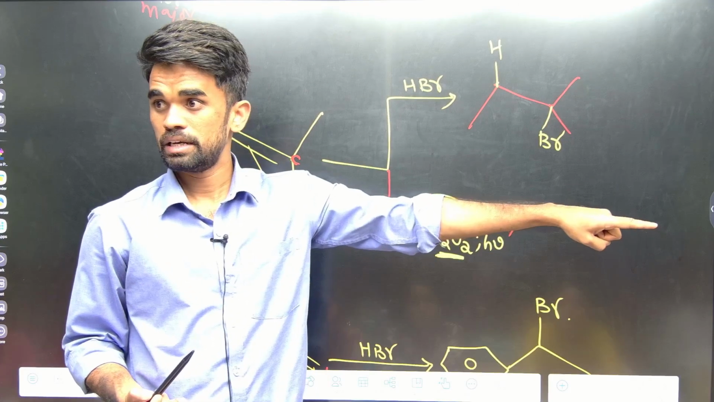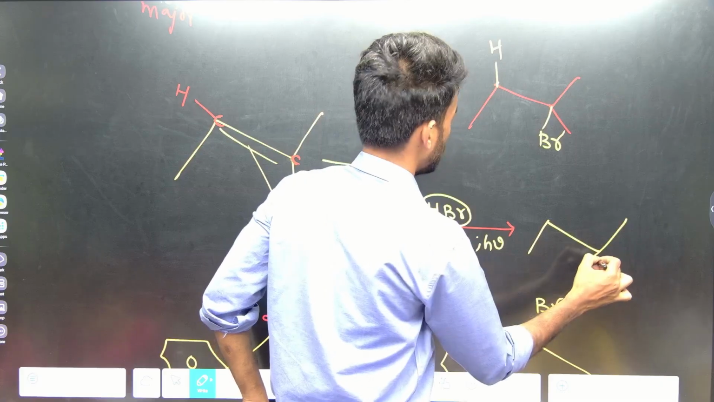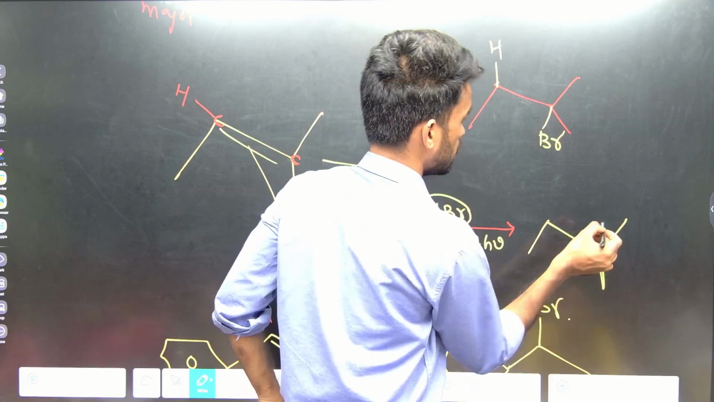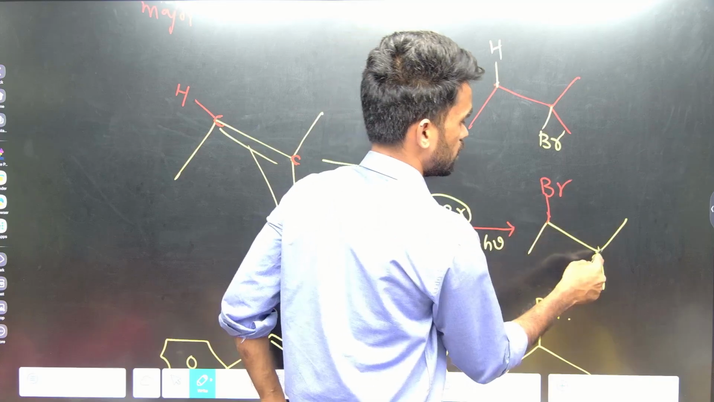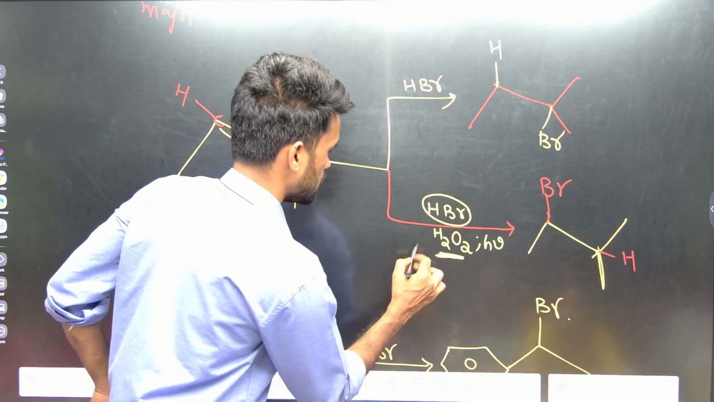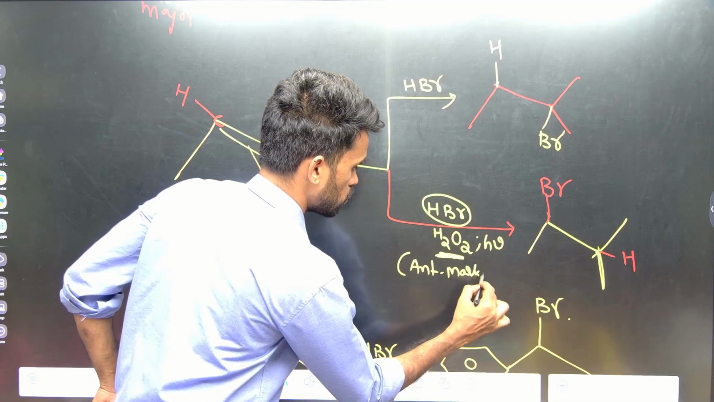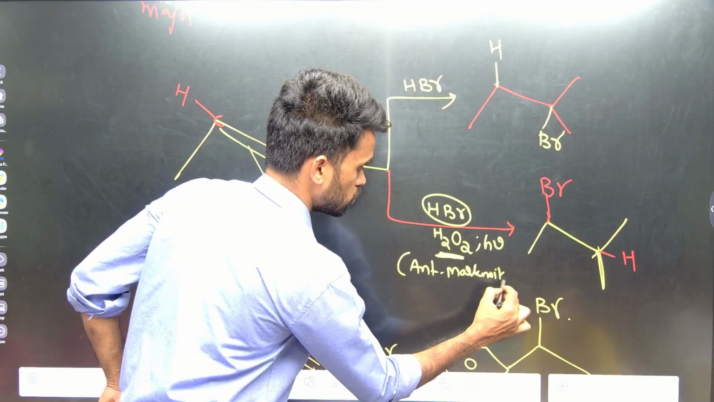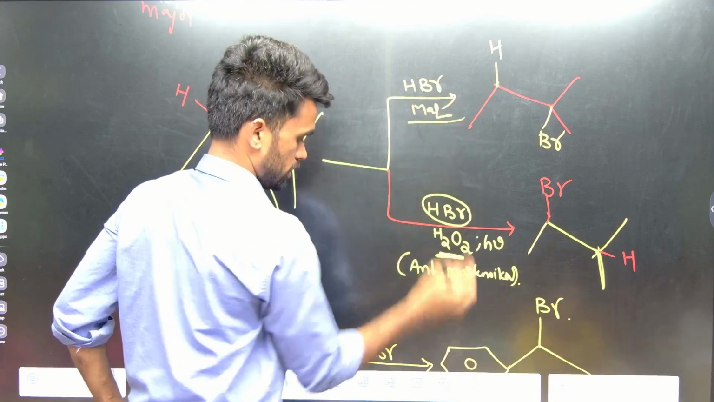Anti-Markovnikov rule product. It means how will it be? Opposite of this. What to do? Tell me. Here what should I add? Br. Here? Perfect. Is this clear everyone? So you can write anti-Markovnikov product. Okay, this one Markovnikov solution.